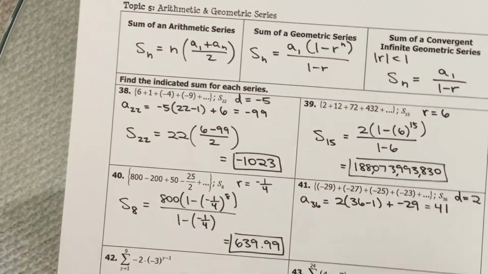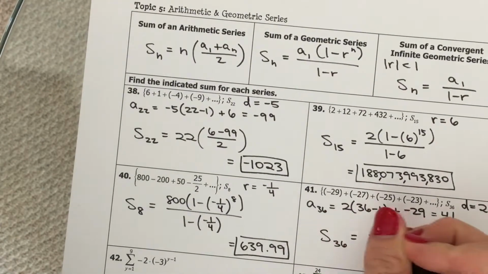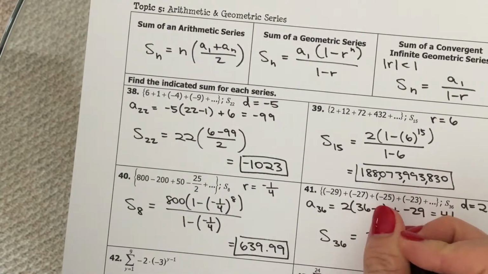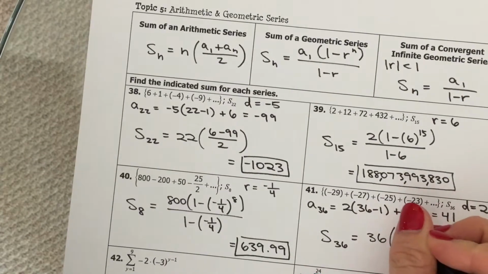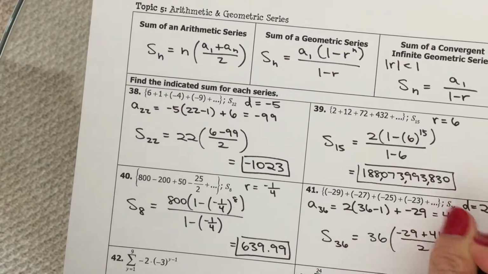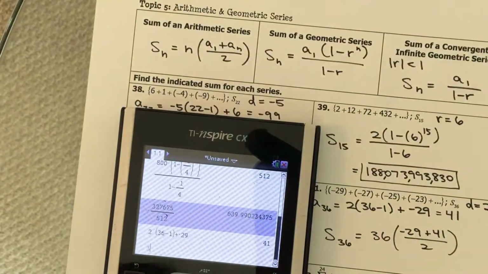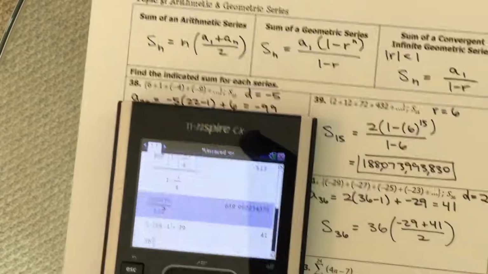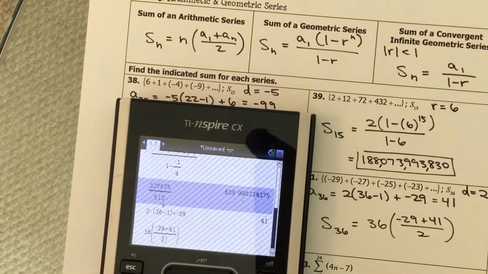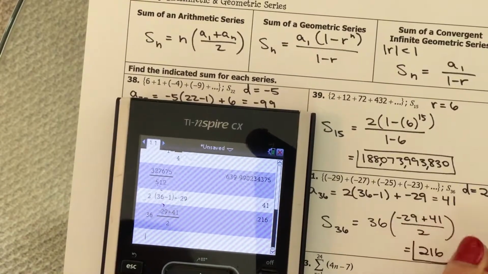And then knowing that, you can sub into this formula. So the 36th sum is, we've got n, which is 36, times the first term plus the last term divided by 2. And that can just get subbed right in. Okay, and we end up with 216.